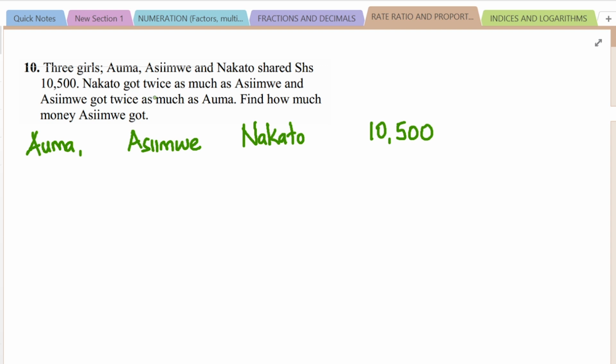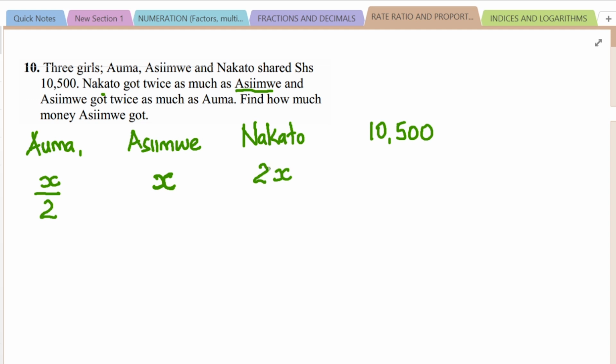So Nakato got twice as much as Asimwe. So meaning if Asimwe got X, Nakato got twice as much as Asimwe. That's what it means. So if Asimwe has X, then Nakato got twice as much as that. Then they are saying that Asimwe got twice as much as Auma. So if Asimwe got twice as much as Auma, it means that for Auma it's going to be X divided by 2. Find how much money Asimwe got.